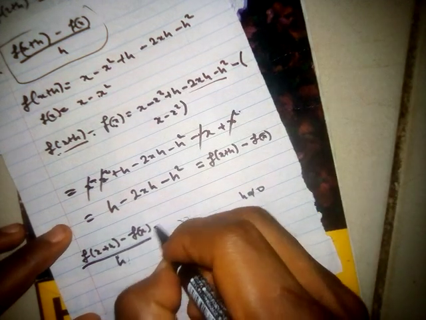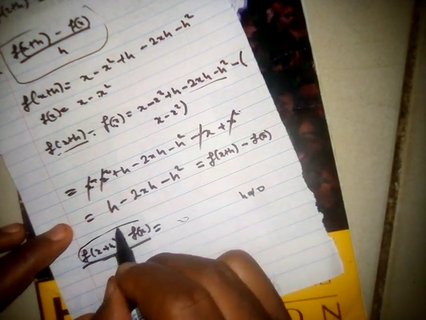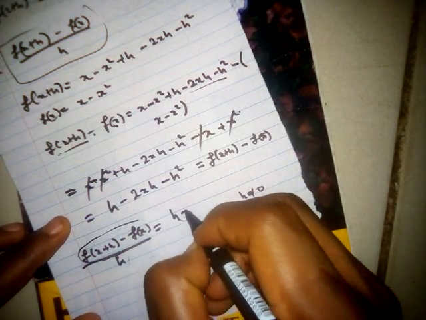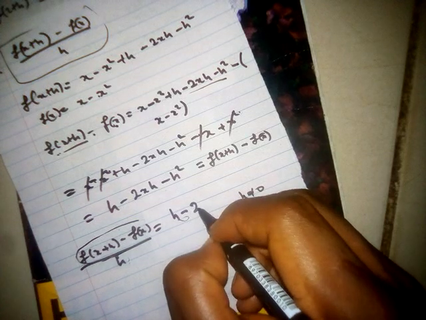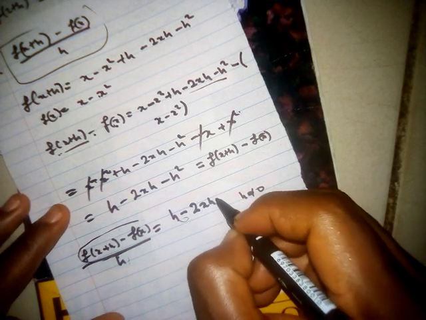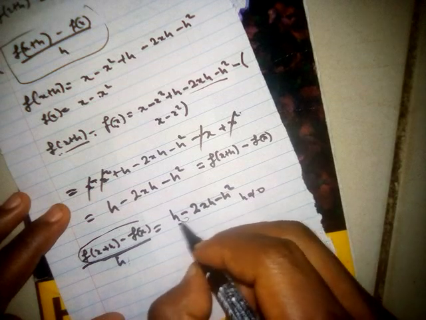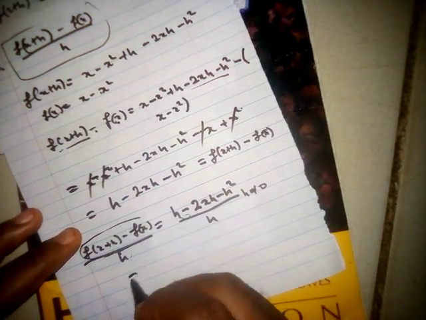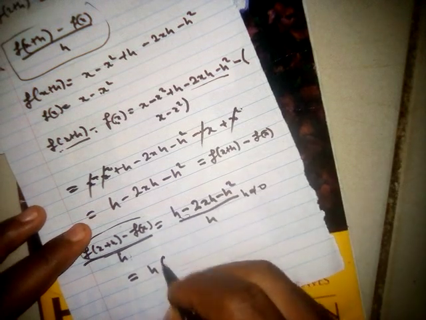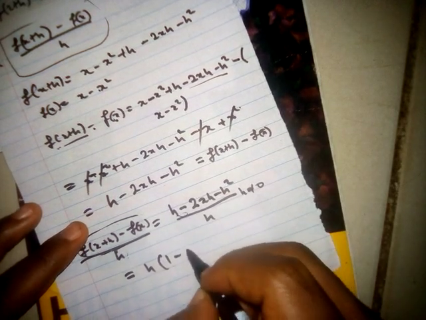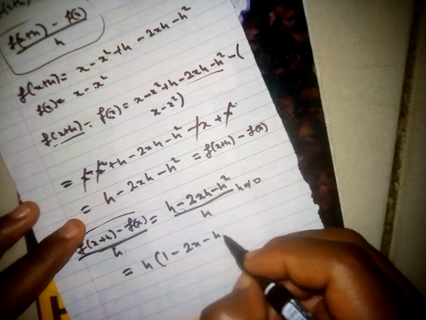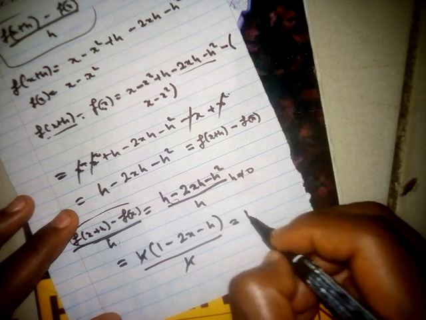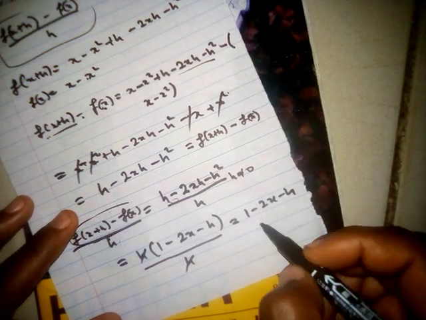So remember, what we have in the numerator here is this, right? So this is h minus 2xh minus h squared all over h. So we can factorize this out. If I remove h out, I'll have this as h times 1 minus 2x minus h, all over h. So this cancels this, and we are left with 1 minus 2x minus h. So this is our answer.